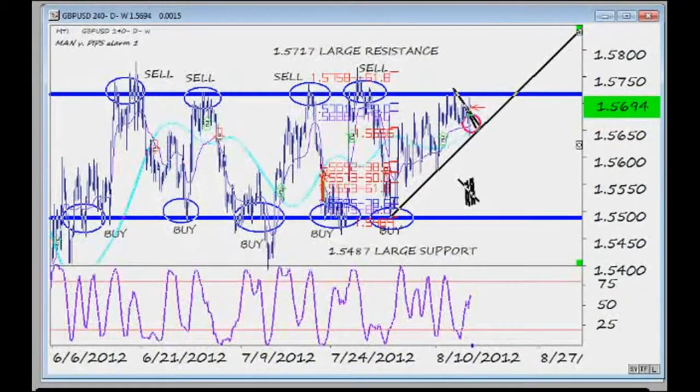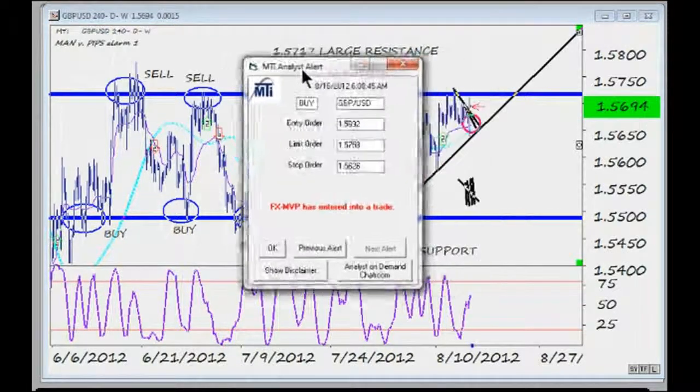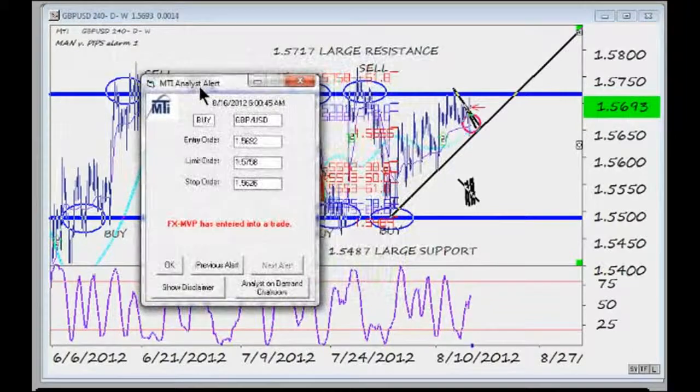Only time will tell. This is the GBP USD short video on our entry to buy the market at 156.92, placing our stop loss at 156.26 and our limit at 157.58, going for 66 pips in reward, risking 66 pips on the trade.